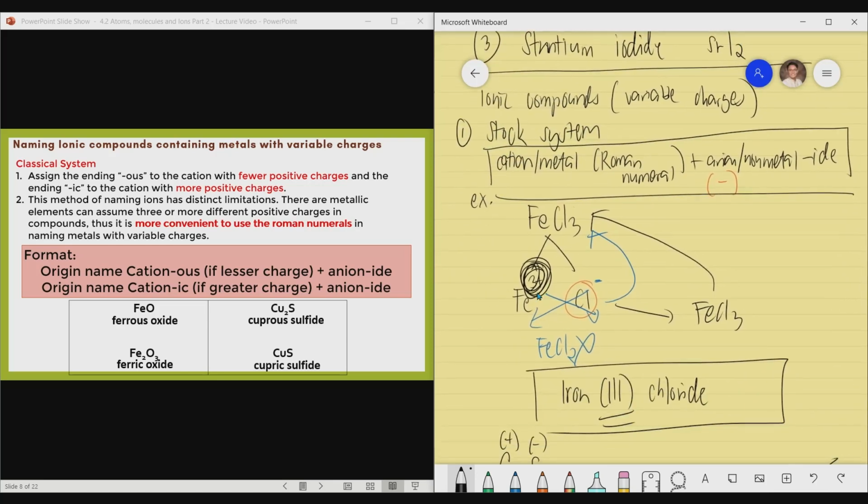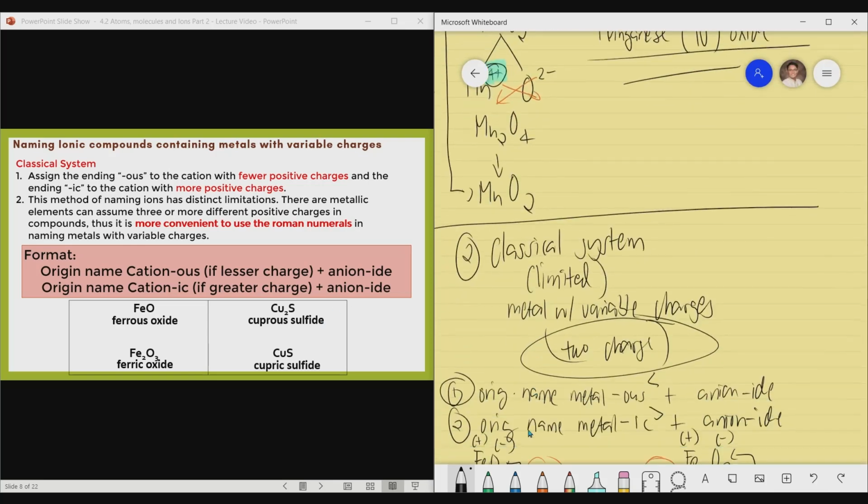Ito po, mas recommended ko na gamitin nyo itong stock system kasi Roman numeral na. Kasi kung ano yung naging charge ni cation, lalagay mo na lang. Kung 3 yan, di 3 lagay mo dyan. You won't be having difficulty to identify the original name, and stress about kung alin yung gagamitin ng OUS or IC. Kasi itong classical, best lang siya kung yung metal ay hanggang 2 variable charge lang. Pero kung stock system, kahit ilan yan. Okay, but that's just my recommendation. Okay? Okay.